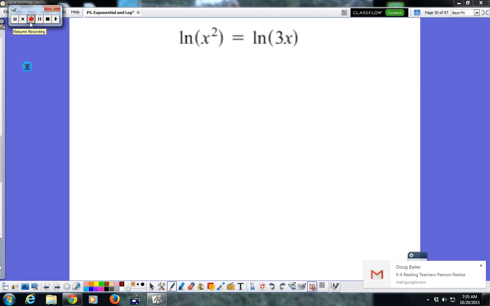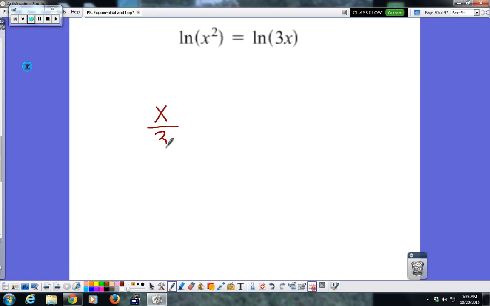Okay, next equation here. Have the natural log of x squared equals the natural log of 3x. Think back to these problems. x over 3 plus 1 over 3 equals 5 over 3. Somebody tell me what x is there. 4. Does that make sense?